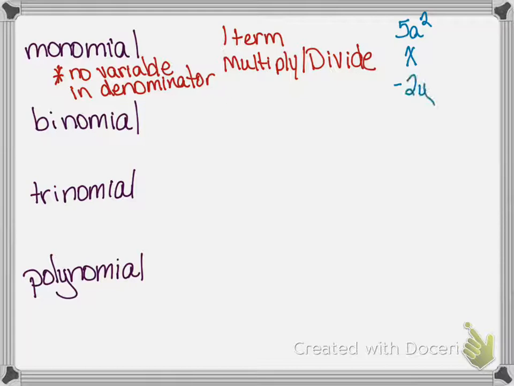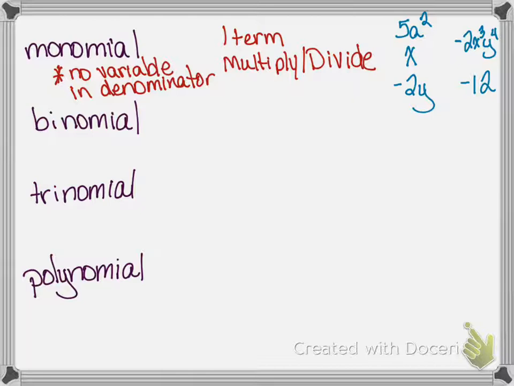Negative 2y is a monomial. Okay, I think we had negative 2x to the third, y to the fourth. That is a monomial. Negative 12 is a monomial. It is one term. One term.